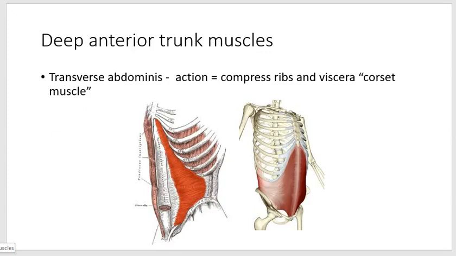And then we have our transverse abdominis. This one runs side to side. And it's also the deepest of your abdominal muscles. So you have your external oblique, your internal oblique, and then your transverse abdominis here. And its job is to compress the ribs and the viscera. Sometimes they call this the corset muscle, where you can tighten that up.